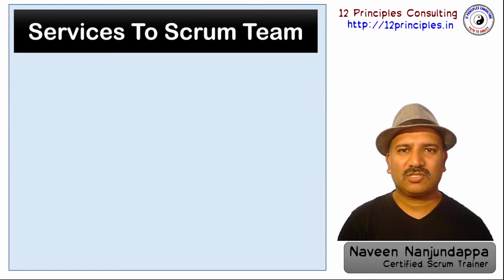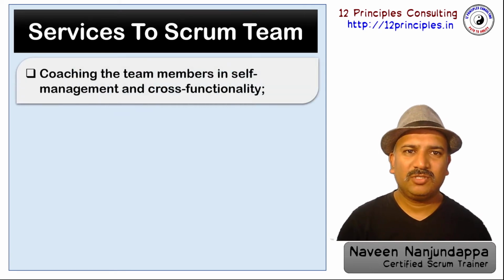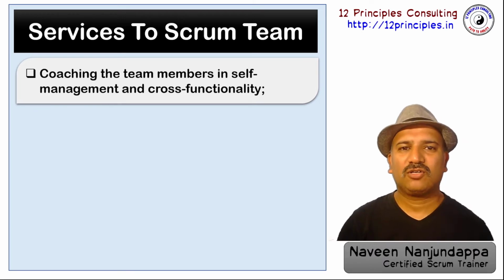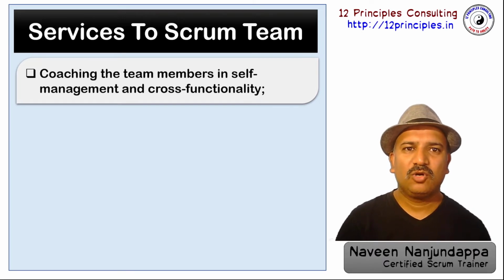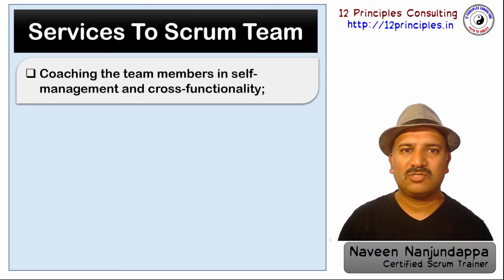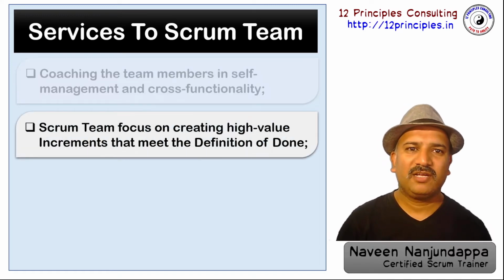The services to the Scrum team include coaching the Scrum team members to be more self-managed, self-organized, and cross-functional, which means over a period of time, the team members evolve as a self-managing team and cross-functional skilled teams so that they can handle all the requests from end to end to deliver high business value. The Scrum team focuses on creating high value increments that meet the definition of done.